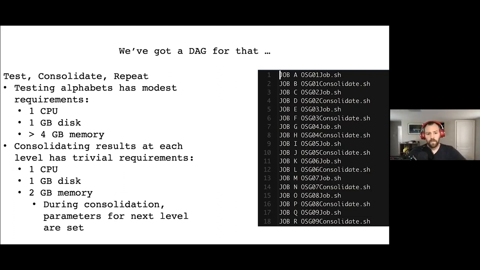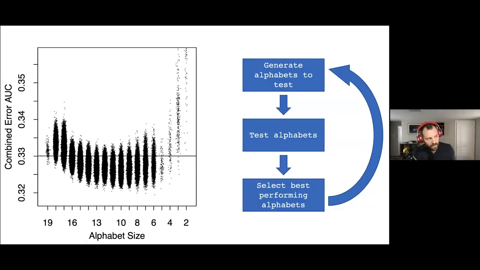And the output of this job looks a little bit like this. This is a figure from our paper that is hopefully soon to be published, where the line represents the performance of the standard amino acid alphabet in our classifier. Each vertical group is a group based on sizes of reduced alphabets, and each point represents a unique reduced alphabet that was tested. The trend that you see is that as we get a little bit smaller, we start to get a little bit better.